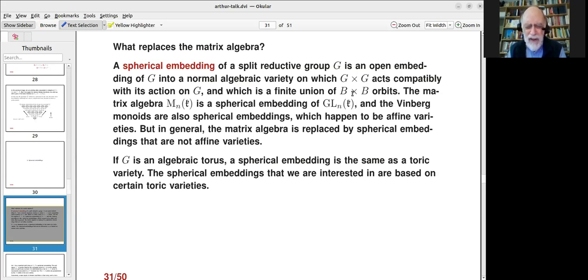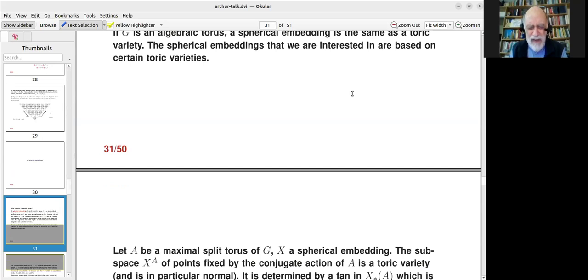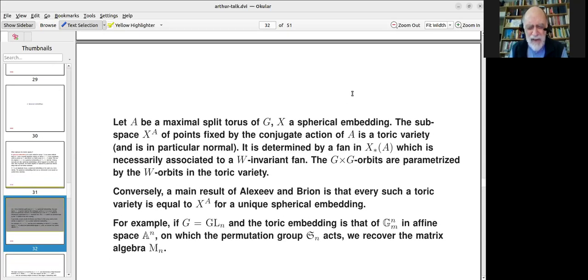It's not clear to me at all how that relates to what I'm telling you today. Now, if G is an algebraic torus, a spherical embedding is just a toric variety. The spherical embeddings we are interested in, the ones generalizing the matrix algebra, are based on certain toric varieties. I'm not going to tell you very much about spherical varieties, except that the spherical embeddings we're interested in are essentially parametrized by toric varieties, which are invariant under the Weil group.